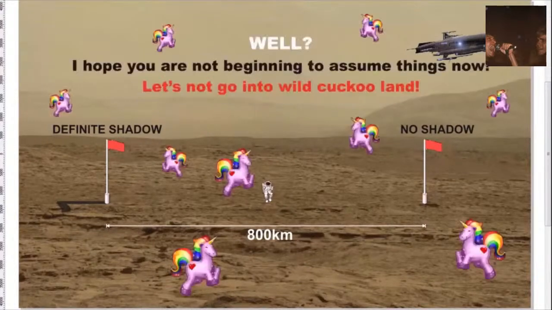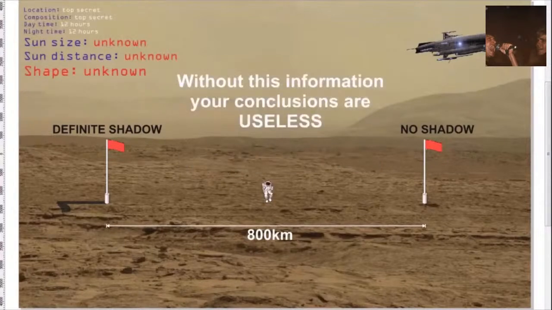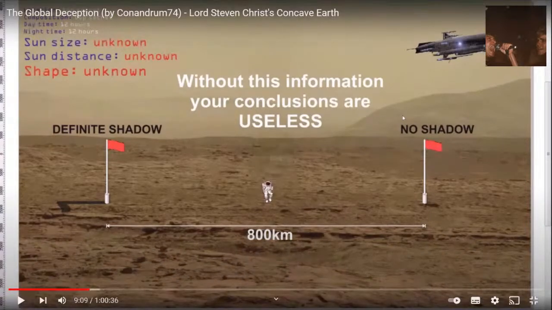I hope you're not beginning to assume things now. We don't want to go into wild cuckoo land. Remember, the sun size and the sun distance are unknown. The only thing that is known is the length of the shadows cast by the flags and nothing else. Can you determine the shape of this planet? Without this information, your conclusions.